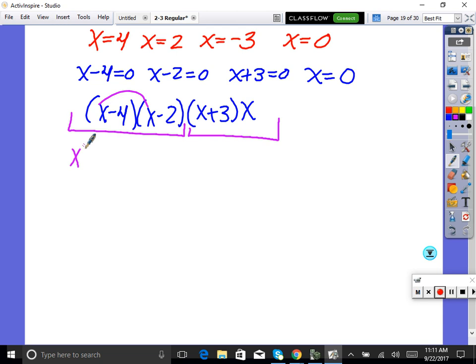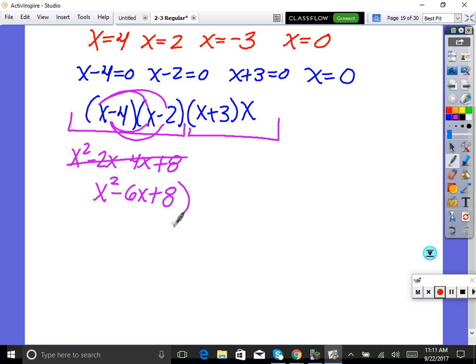x squared minus 2x minus 4x plus 8. You've got to be so careful because one error here can just ruin the whole thing. So x squared minus 6x plus 8. Sweet. Let's multiply this one in. Isn't it just x times x is x squared, plus 3x? So now we're multiplying x squared plus 3x in.